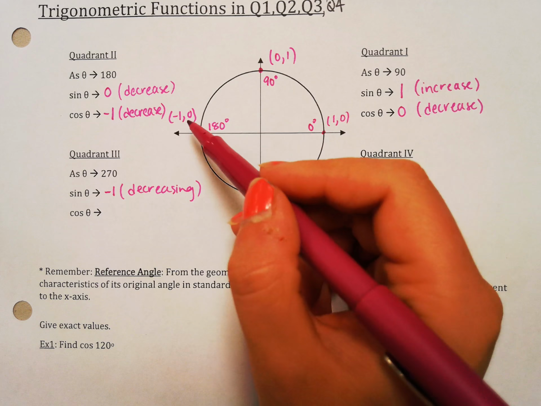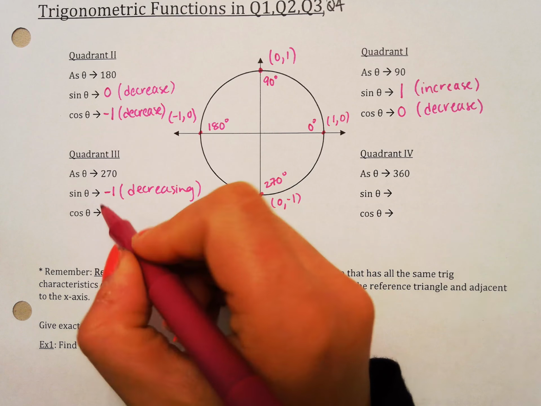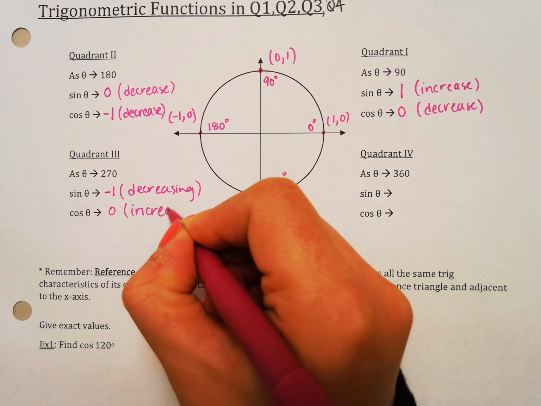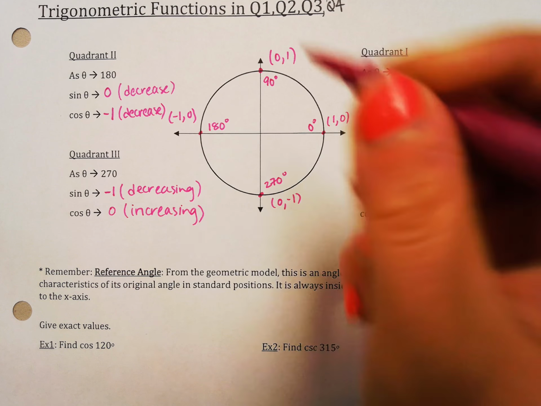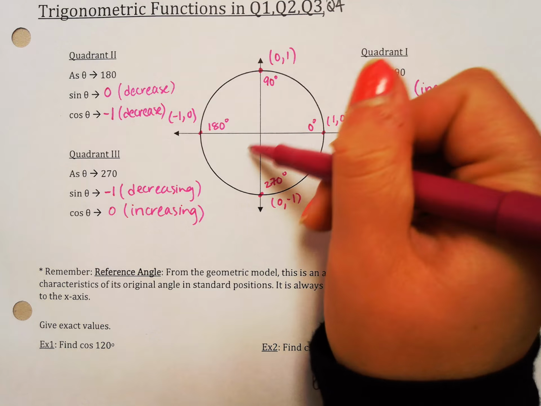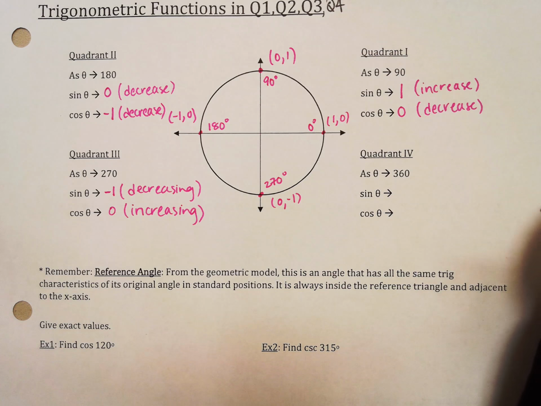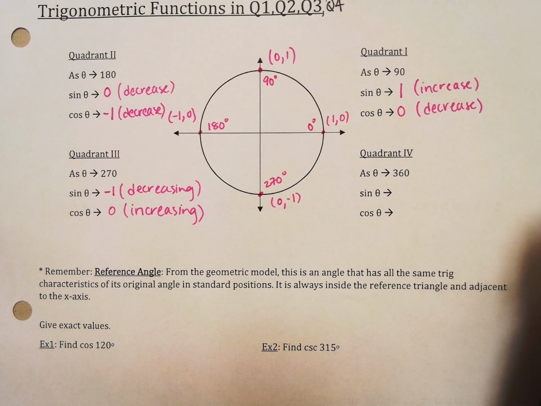And cosine is going from negative 1 to 0. So that thing is actually increasing. And same kind of idea, it's like a double negative. My cosine value is actually getting smaller, but it's getting smaller in the negative direction, which means it's getting bigger in the positive direction is another way to think about that.